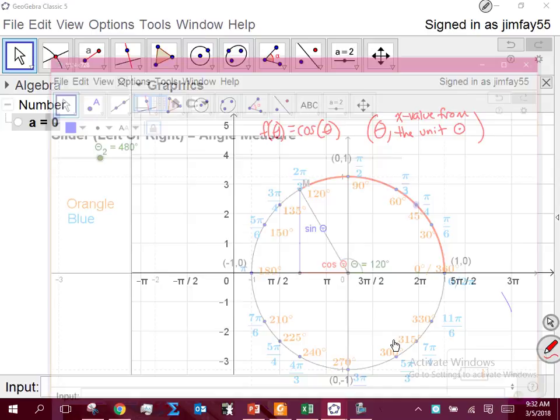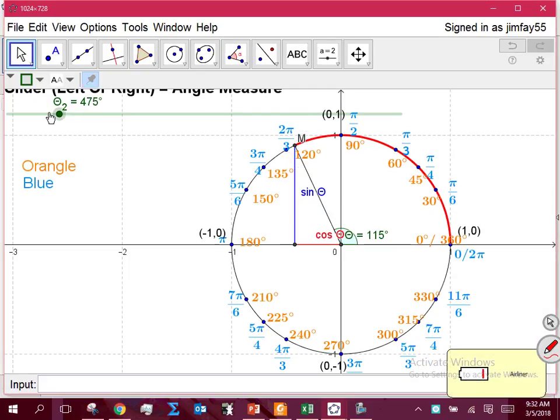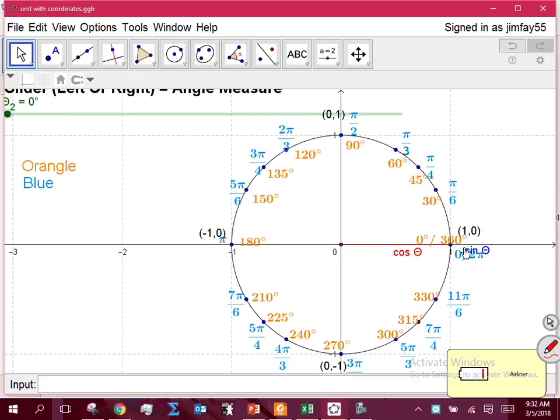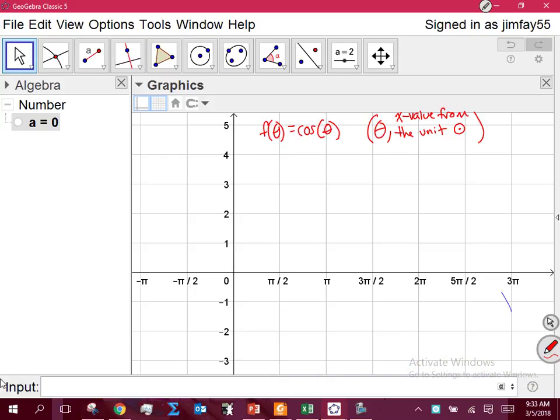So we're looking at this concept here. If I have theta to be 0, what is the x value of the ordered pair right here on the unit circle? It'd be that 1 right there, right? So I'm going to plot the point 0, 1.